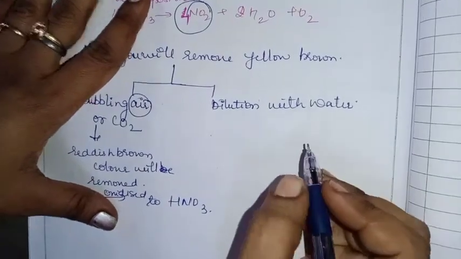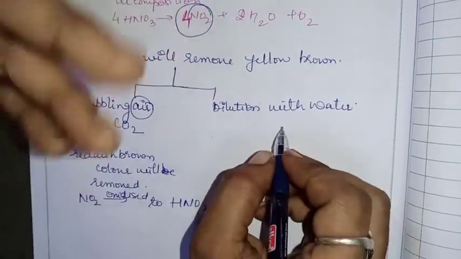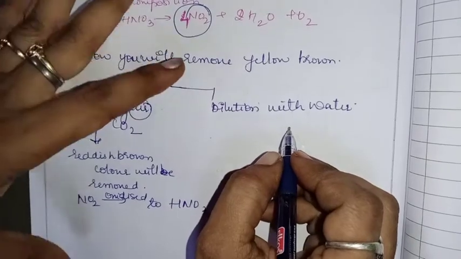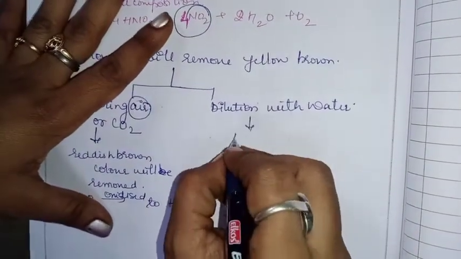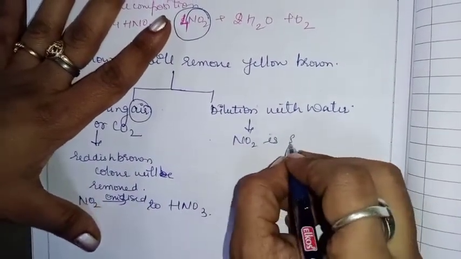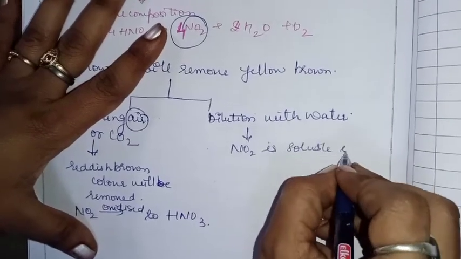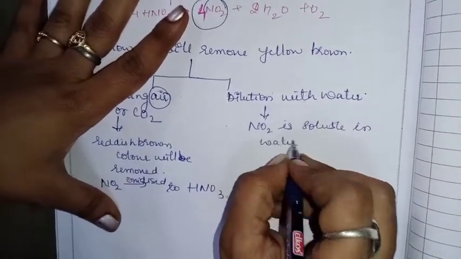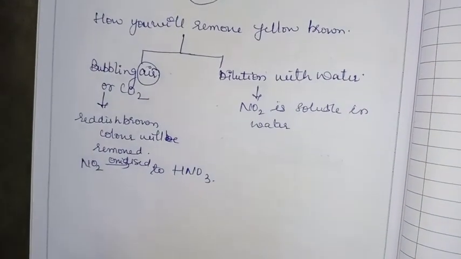Now the next method is by dilution with water. When you dilute it with water, what will happen, children? On dilution, nitrogen dioxide is soluble in water. NO2 is soluble in water. So the reddish brown color will automatically disappear.